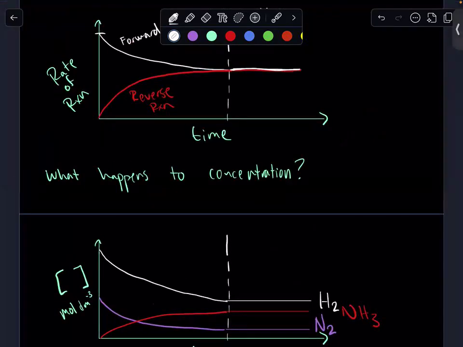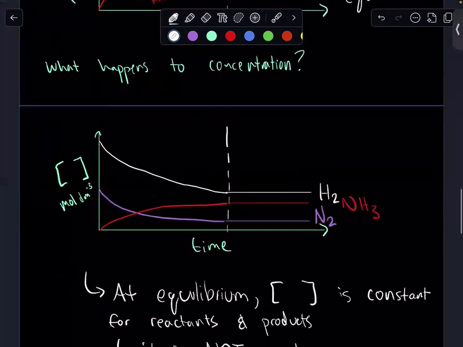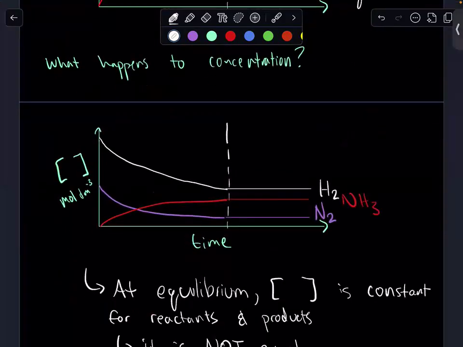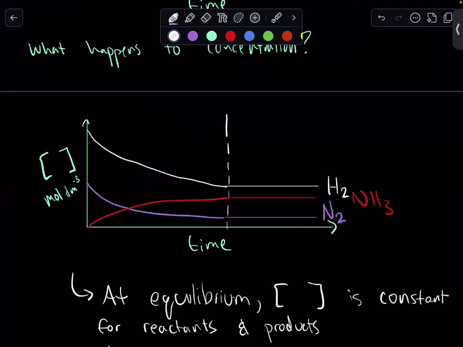Rate is equivalent at equilibrium. So rate is equal at equilibrium. Reactants and product concentrations are not equal. They are just constant. They are no longer changing up or down. They are just remaining level. That is all you need to know about equilibrium right now for this section so far.